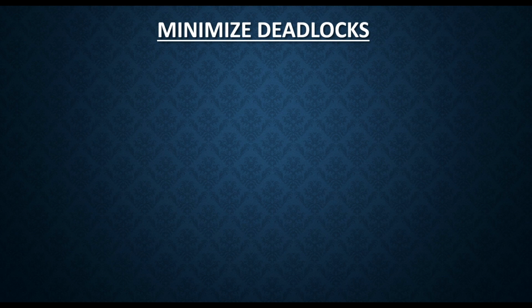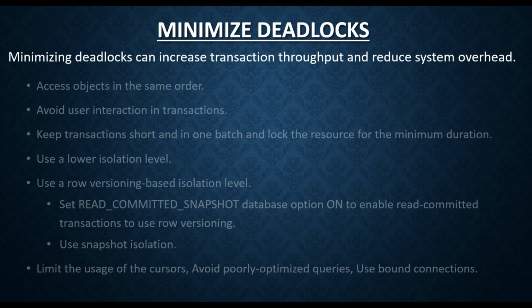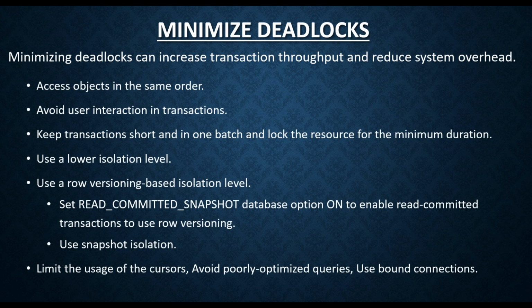Next is minimizing deadlocks. These are a few points you need to remember in order to minimize deadlocks: accessing objects in the same order, keeping transactions short in one batch, and locking resources for a minimum duration. Use lower isolation levels, and so on. Minimizing deadlocks can increase transaction throughput and also reduce system overhead. These are not just my recommendations; these are recommendations from Microsoft.